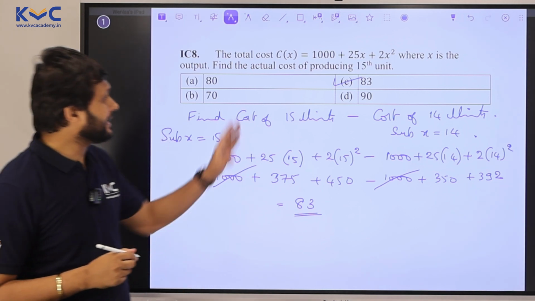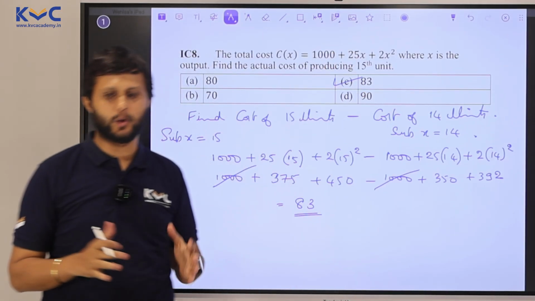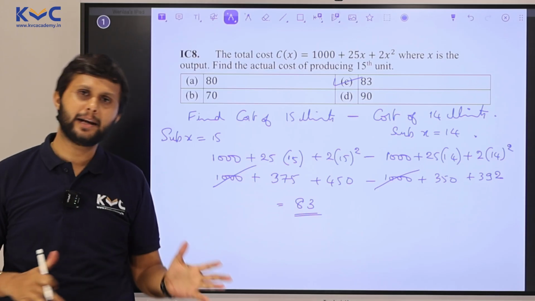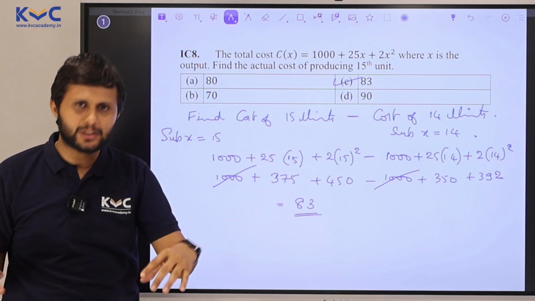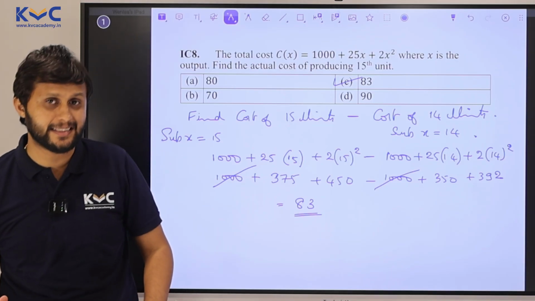So what we did over here is the cost of producing the 15th unit. We first calculated the cost of 15 units, and if at all we only produce 14, the extra cost that we have after producing the 14th unit is definitely the cost of the 15th unit.